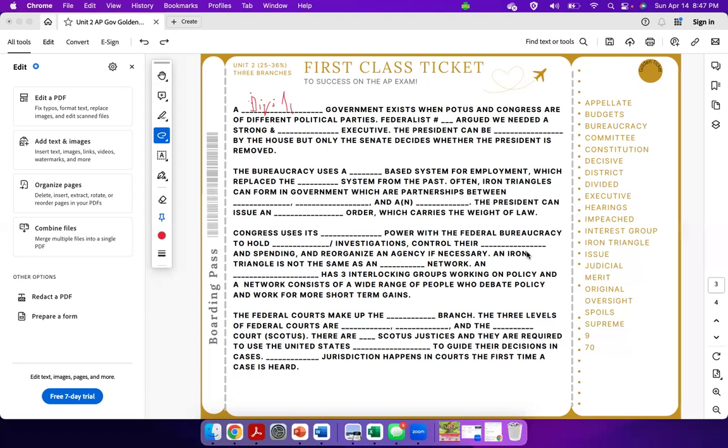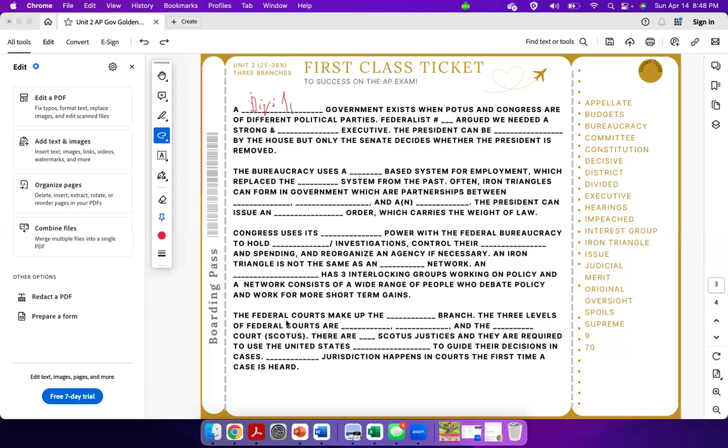An iron triangle is not the same as an issue network. An iron triangle has three interlocking groups working on policy. That would be Congress, the bureaucracy, and interest groups. An issue network consists of a wide range of people who debate policy and work for more than short-term gains. Okay. So there you have a little bit on the bureaucracy.